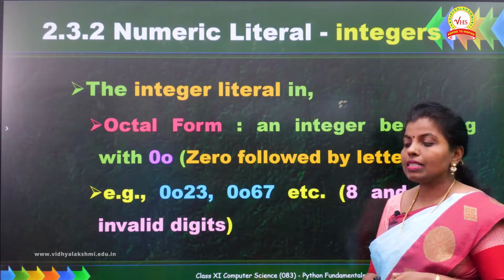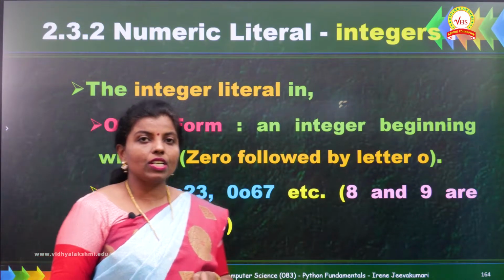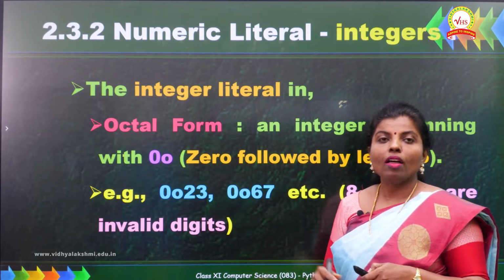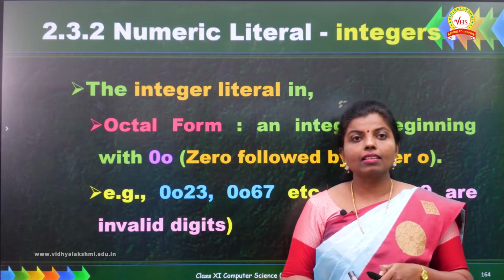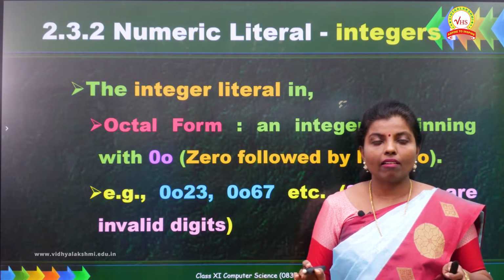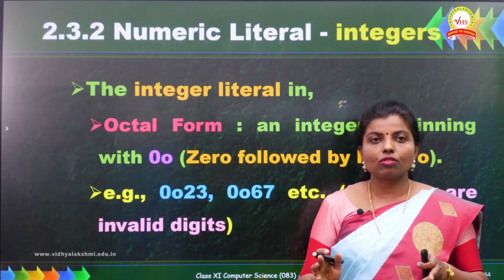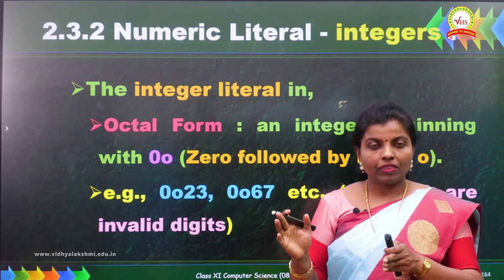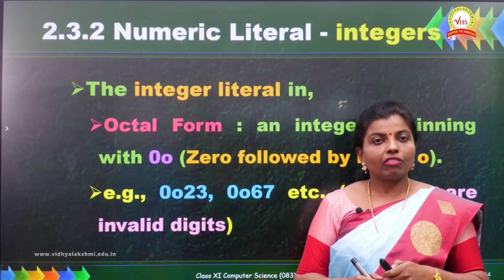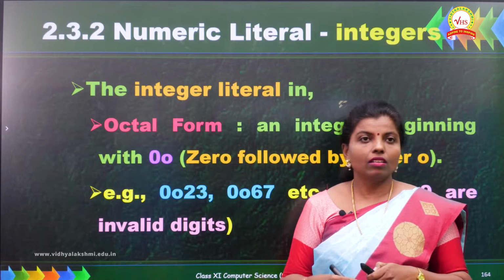In this, the digits 8 and 9 are not allowed. If we use 8 and 9 in the number after 0o, then that number will be considered invalid. The reason is that the octal number system does not have digits 8 and 9, because it consists of only 0 to 7. 8 and 9 are not valid digits of octal, so if you have 8 and 9, that becomes an invalid octal form.